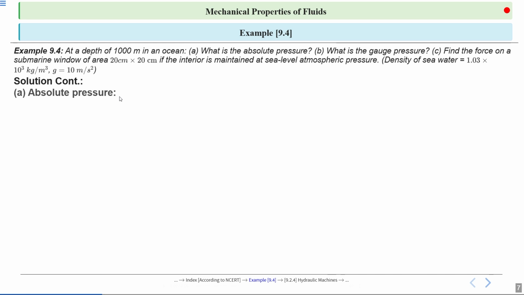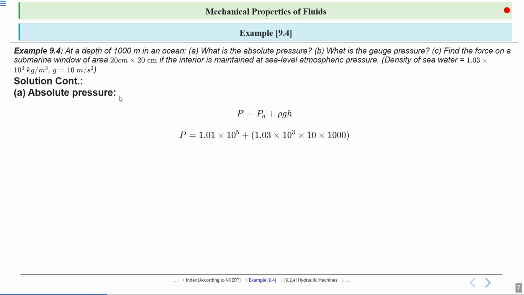Now let's start by determining the absolute pressure at this depth. Absolute pressure is the total pressure exerted on an object, including atmospheric pressure. So the formula for absolute pressure is P equal to Pa plus rho gh. Here Pa is the atmospheric pressure at sea level, rho is the density of the fluid, g is the acceleration due to gravity, and h is the depth. This equation helps us calculate the pressure at any given depth.